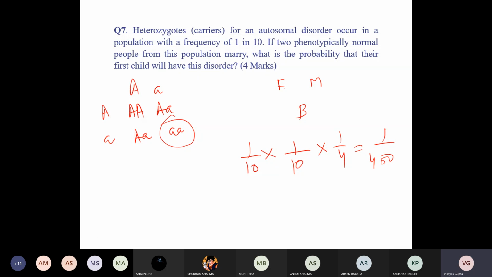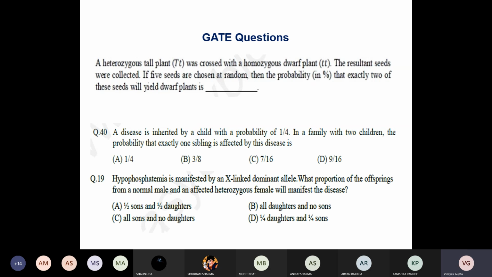Any doubt here in this question? No, sir. Okay. So let's go ahead now. These are some of the questions which were asked in the GATE exam, which is conducted for biotechnology. Maybe you people can go through them. That will be good practice. And let me know your answers.